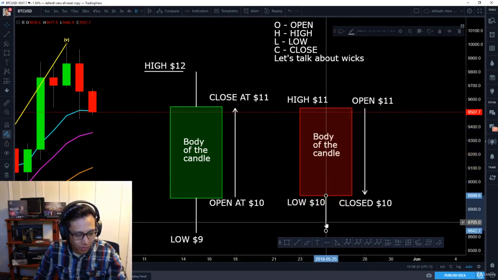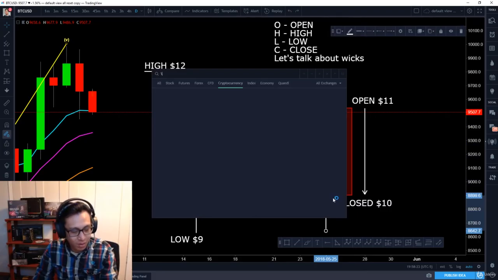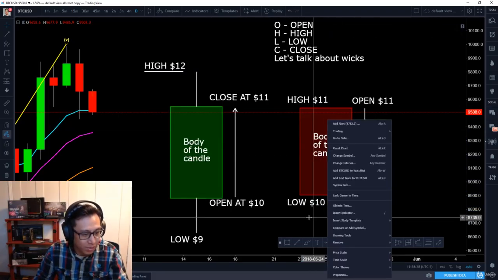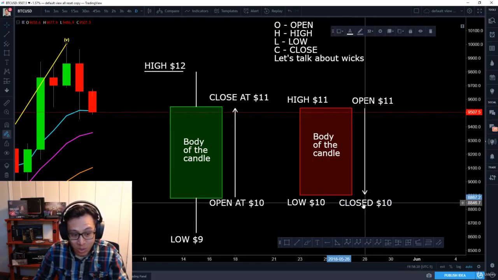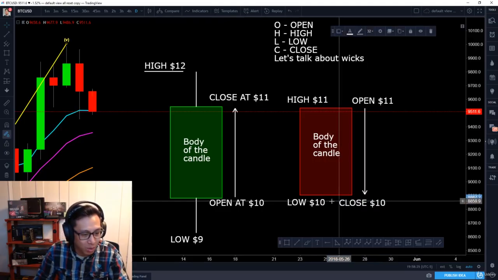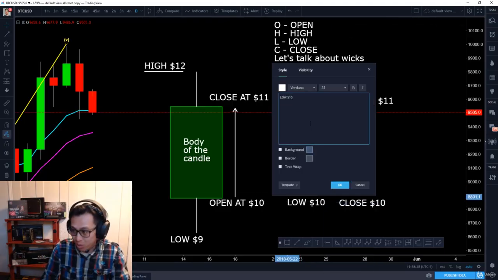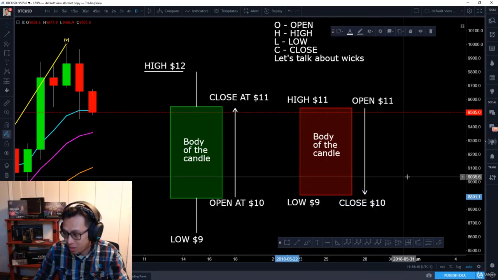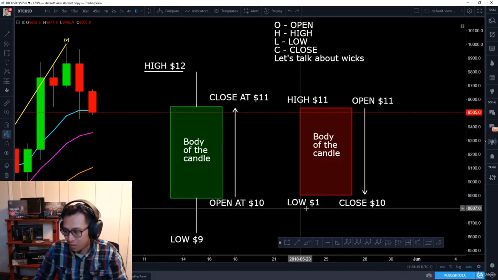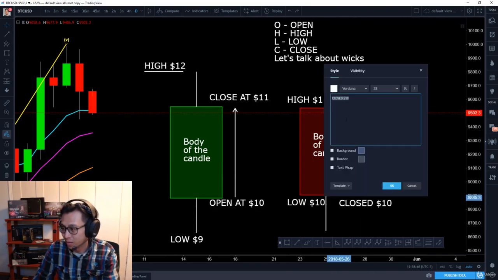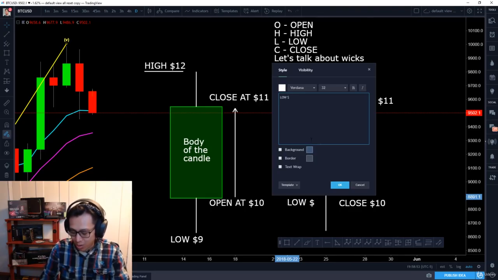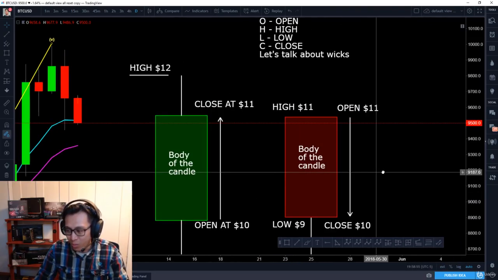If it actually closed right here, then we would say that the low is the same as the close, right there. But let's just say, for example, that it actually got to $9, okay? $9 right here, all the way down to over here, right? So let's say that this low was actually $9, down over here, right? So what would possess it to do that?